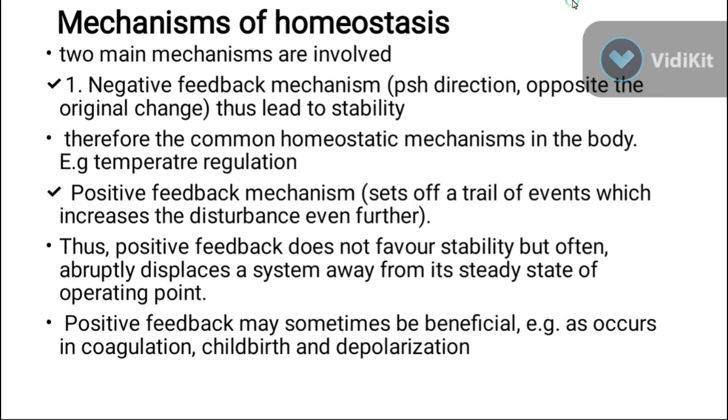Mechanisms of homeostasis. Two main mechanisms are involved. 1. Negative feedback mechanism pushes in a direction opposite the original change, thus leading to stability. Therefore, these are the common homeostatic mechanisms in the body, e.g. temperature regulation. 2. Positive feedback mechanism sets off a chain of events which increases the disturbance even further. Thus, positive feedback does not favor stability but often abruptly displaces a system away from its steady state operating point. Positive feedback may sometimes be beneficial, e.g. as occurs in coagulation, childbirth and depolarization.